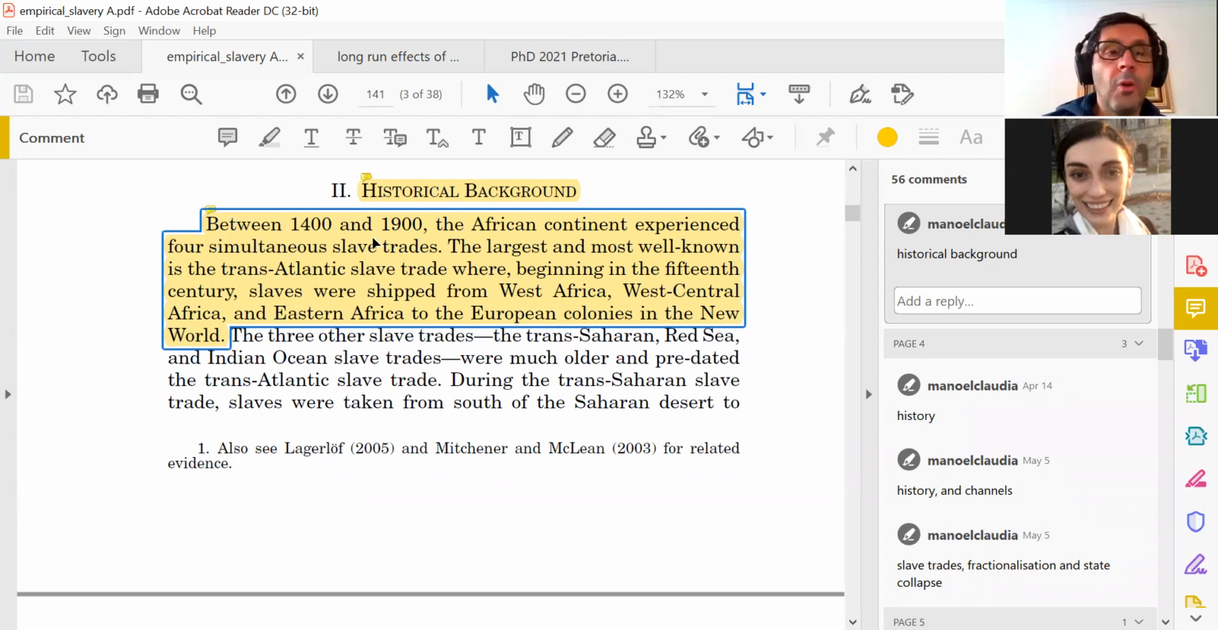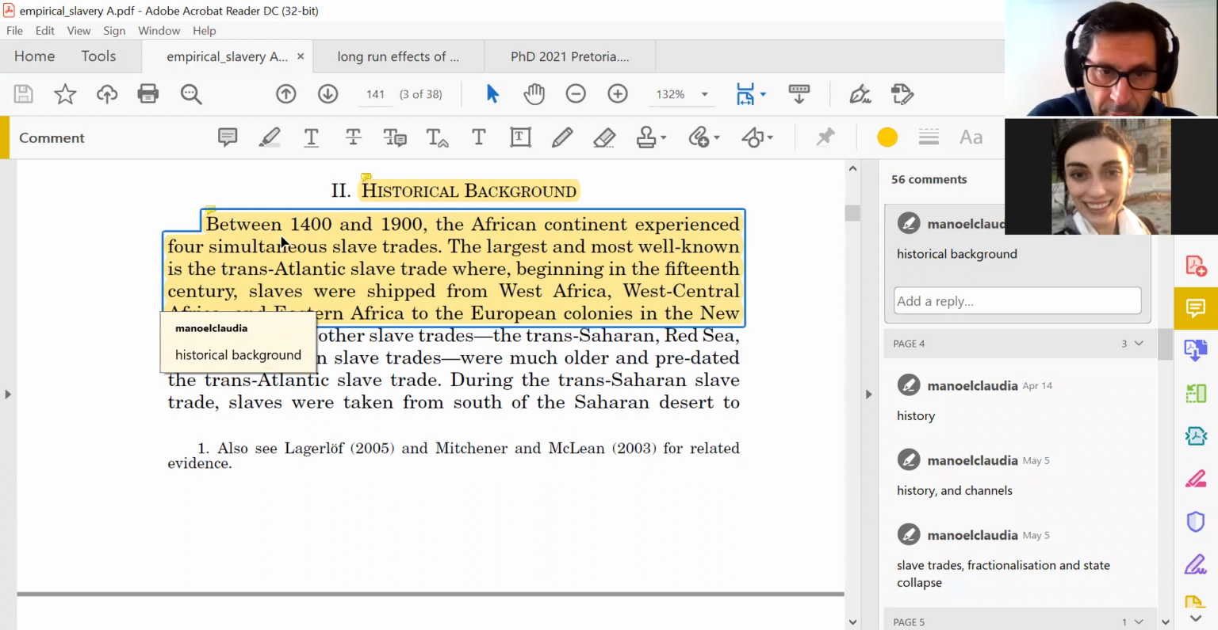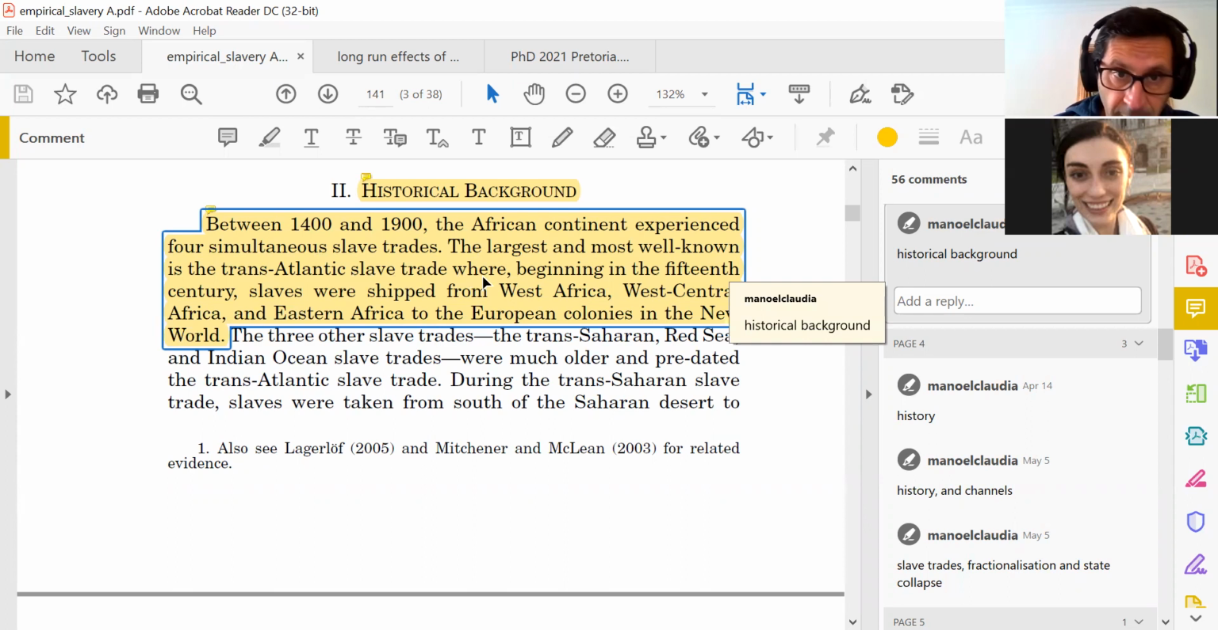So essentially, between 1400 and 1900, the African continent experienced four simultaneous slave trades. The largest and most well-known is the transatlantic slave trade, which is essentially what we associate with the European slave trade to the American continent.